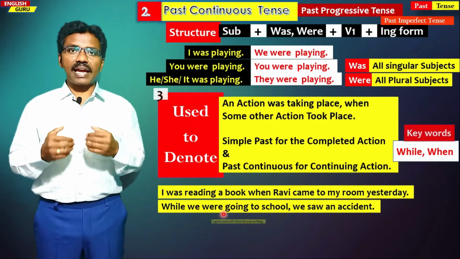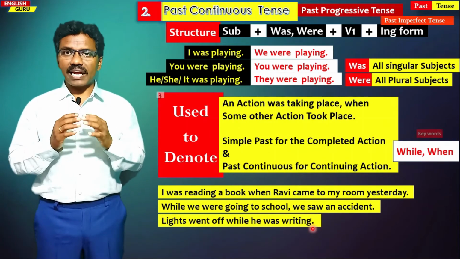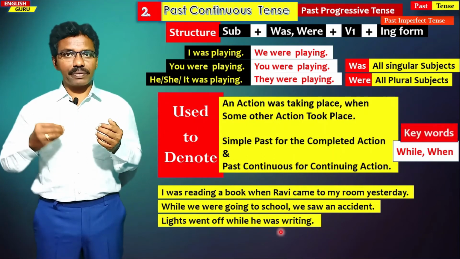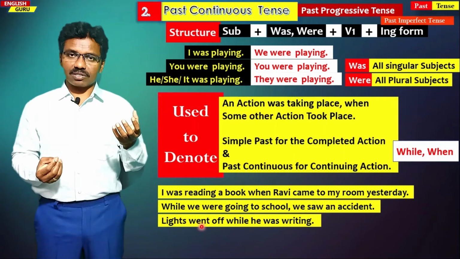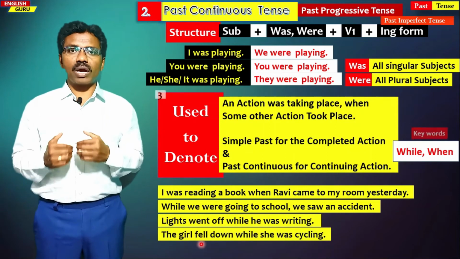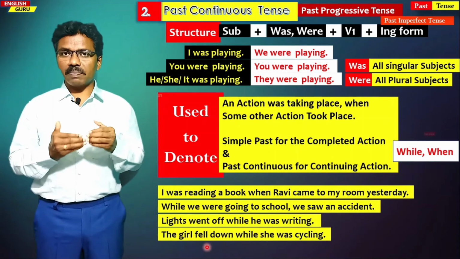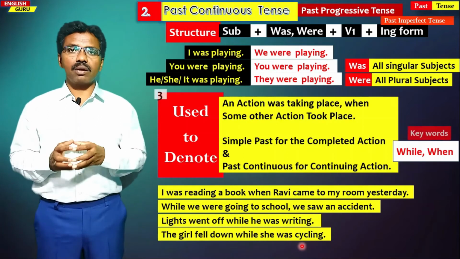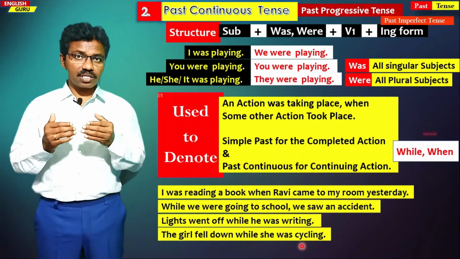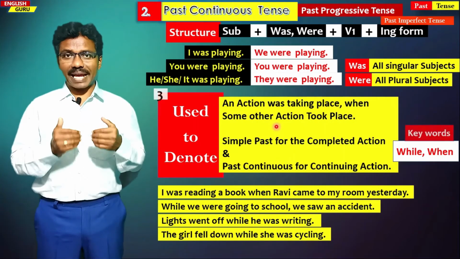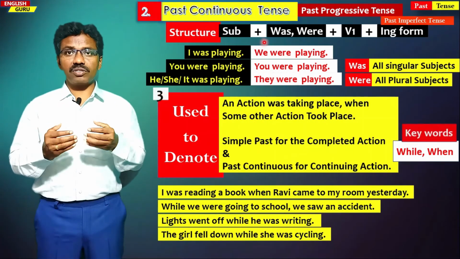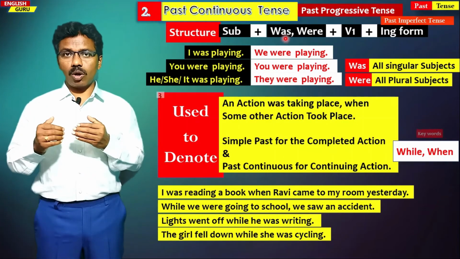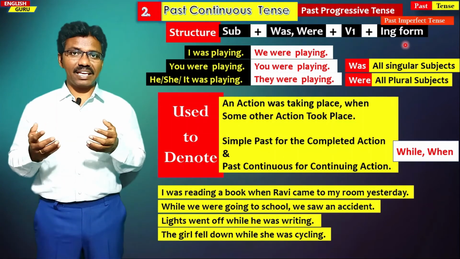In a similar manner, lights went off while we were reading. While we were reading is past continuous tense, went off is verb two, a simple past tense. In a similar manner, the girl fell down while she was cycling. Fell down is simple past tense, while she was cycling is past continuous tense. So past continuous tense is used for all ongoing actions in the past, for some time, for a fixed time. And the structure of a sentence in past continuous tense is subject plus was or were plus verb 1 plus ing form.